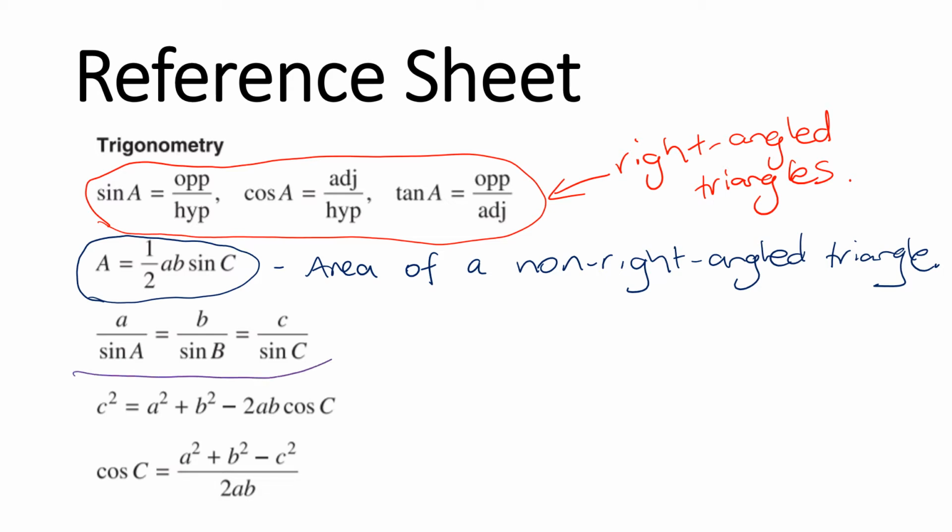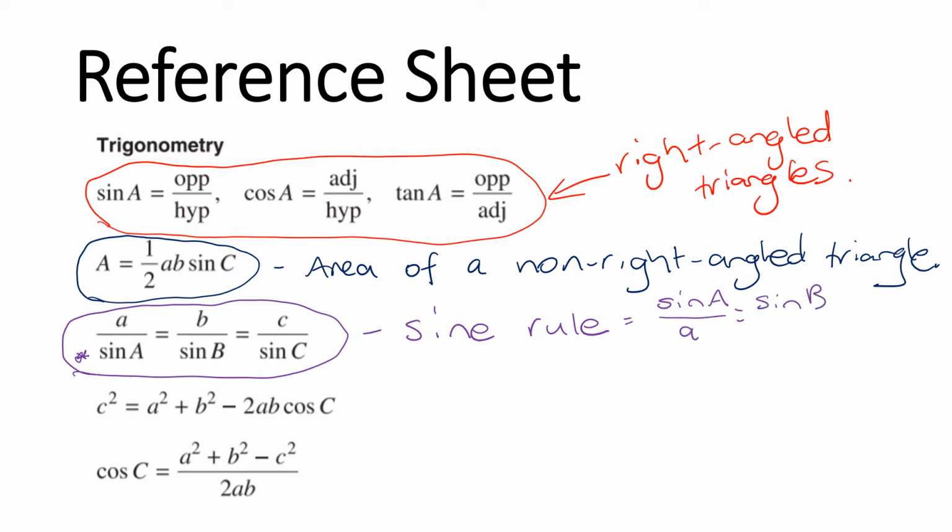This one is the sine rule, and you use the same formula if you're finding a missing side or a missing angle, but for a missing angle you would put the sine A on top. So it would be sine A over A equals sine B over B equals sine C over C.